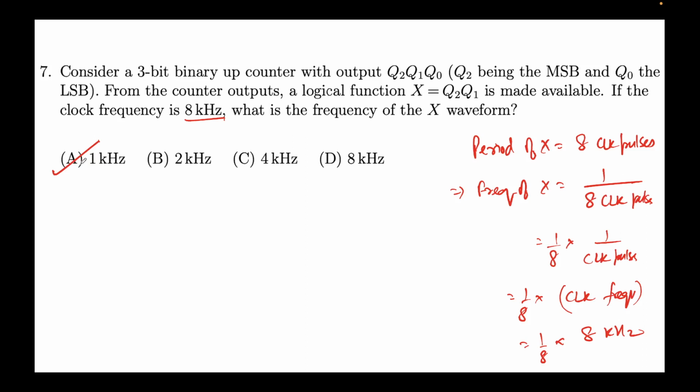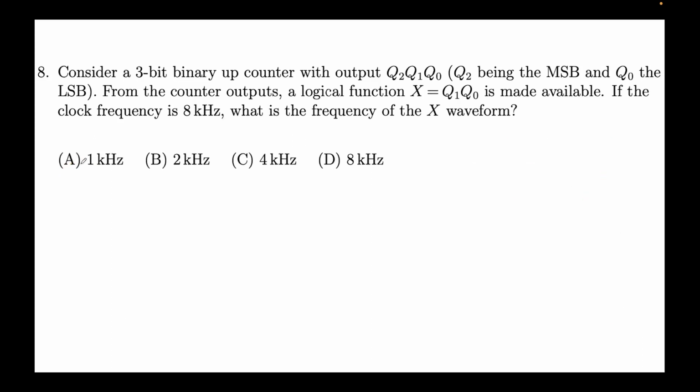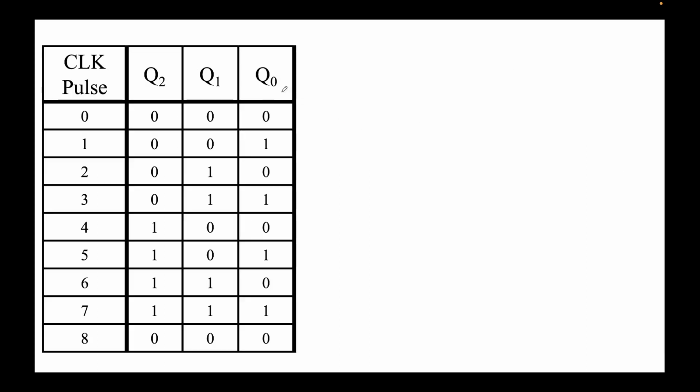Answer is 1 kilohertz. Okay, very similar problem. This is the same problem as before. Again, we are given a 3-bit binary up counter, same as before. Q2 is MSB. Now the logical function is Q1 times Q0, and again we are required to find the frequency of the x waveform.